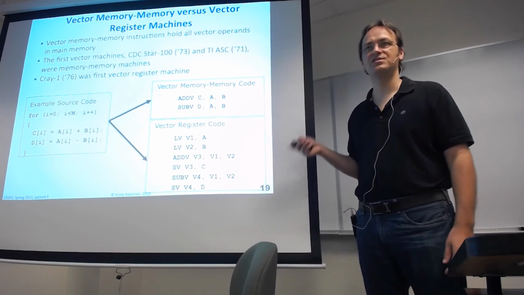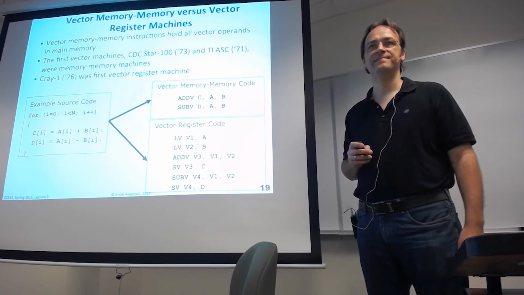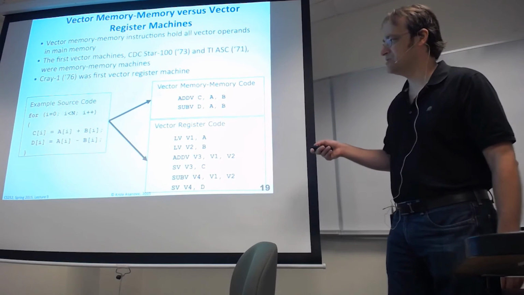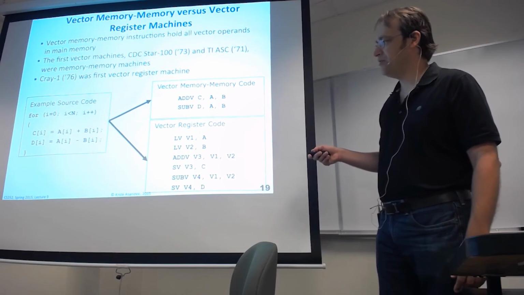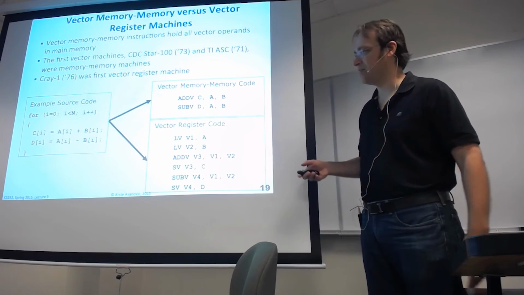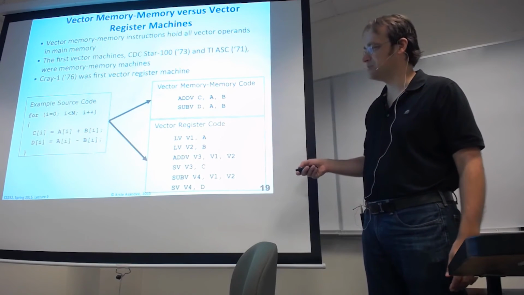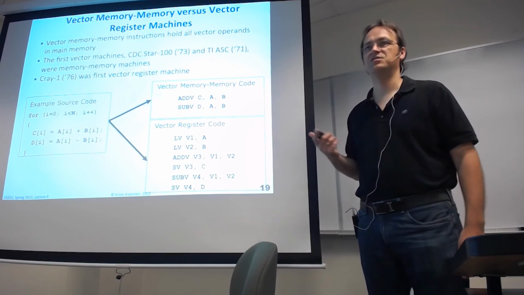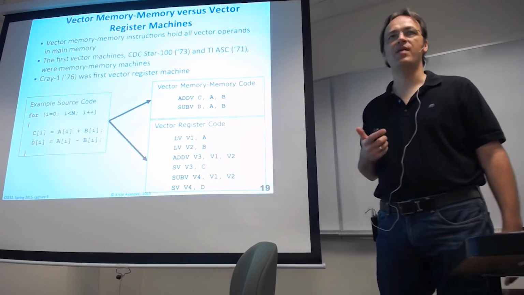But why is the vector register version superior? Faster, you don't have to go to the memory twice. Right, exactly. So the advantage of the vector register machine is operands A and B, you only fetch them once. Put them in vector registers, and then you can get the reuse out of the registers for these two operations. The add and the subtract both use V1 and V2. So that was the big advantage of vector register machine, was just reducing the memory bandwidth you needed.